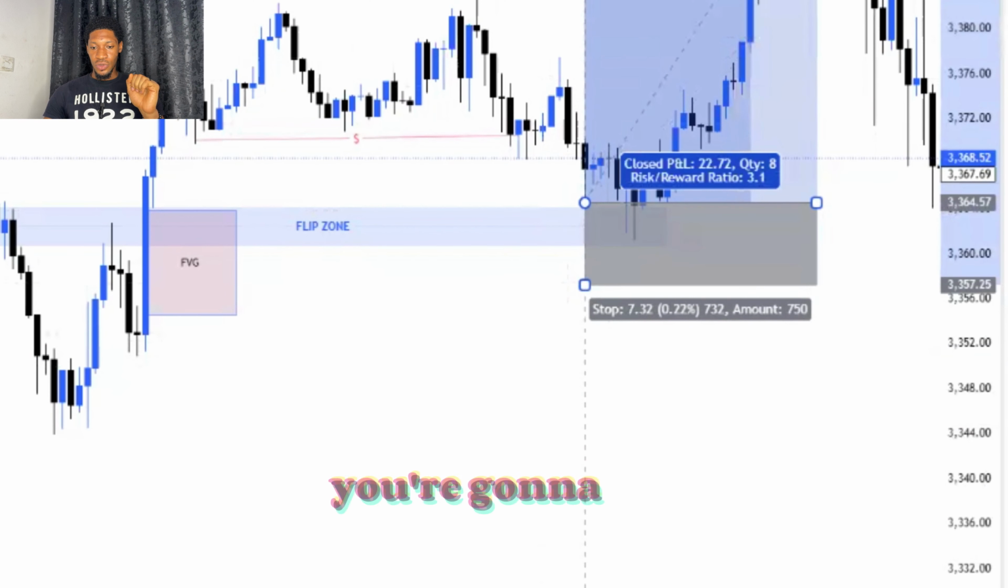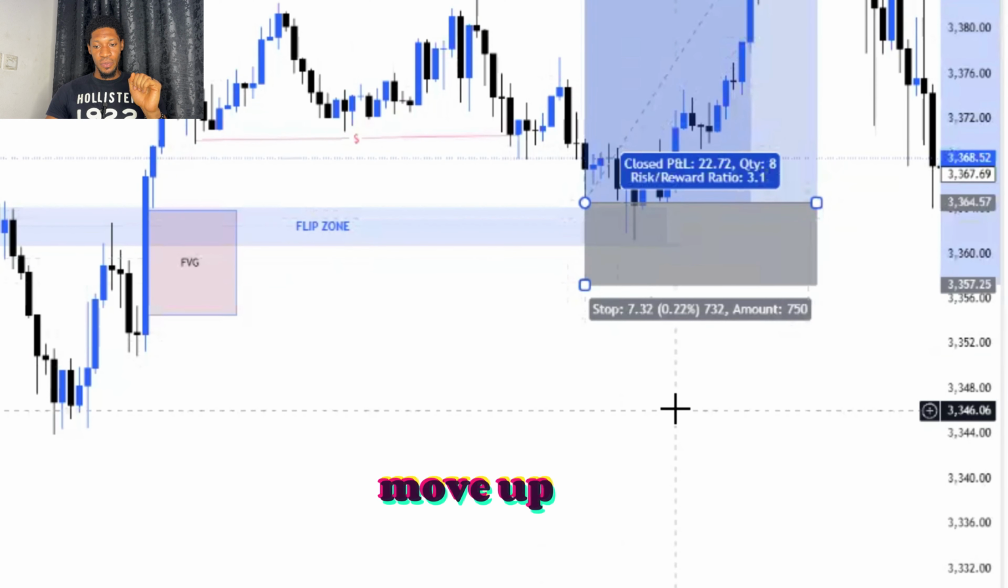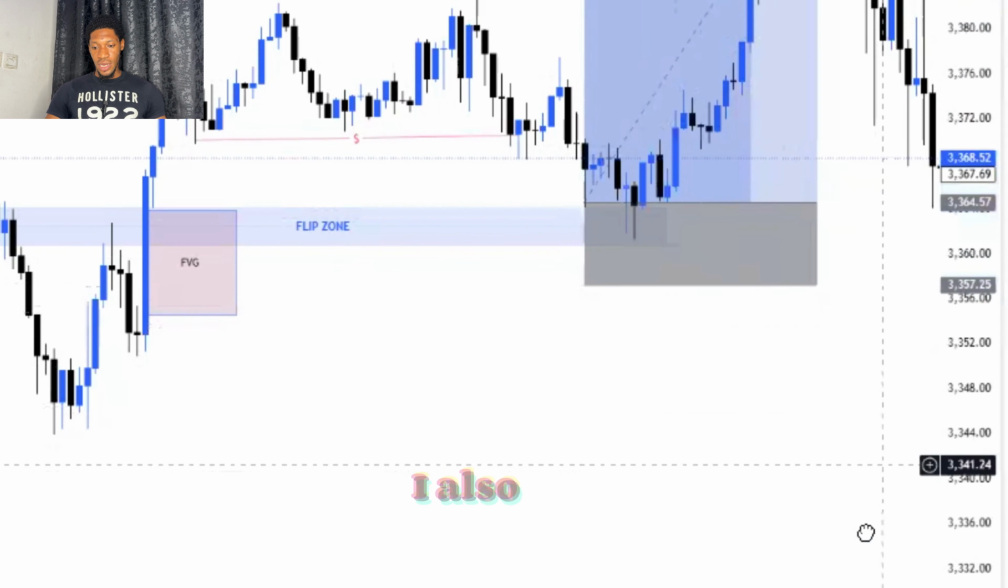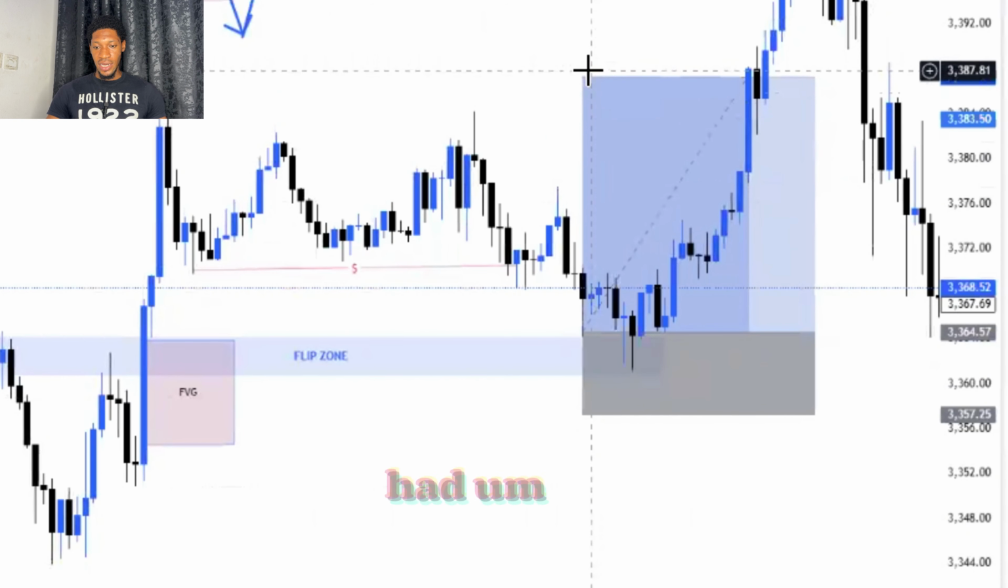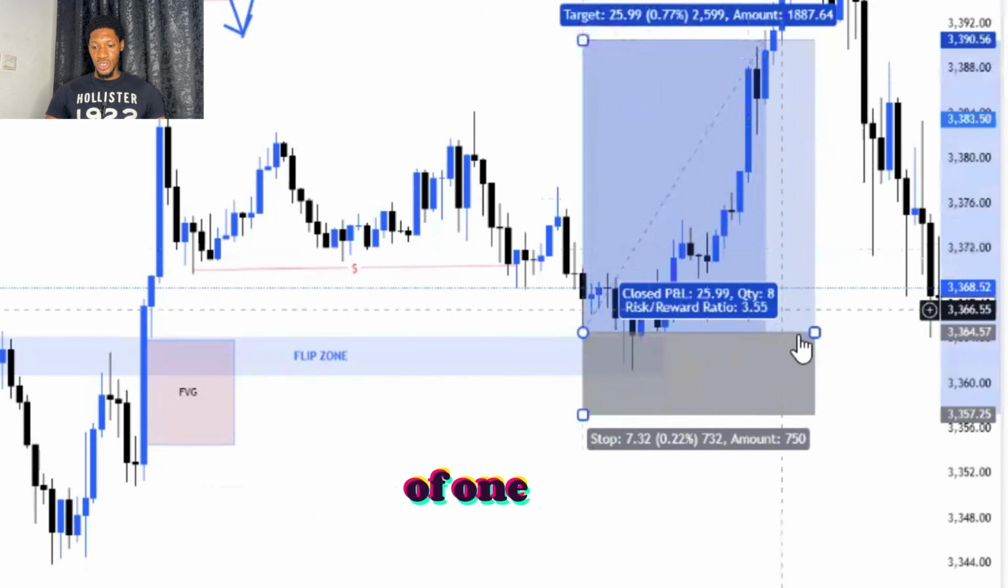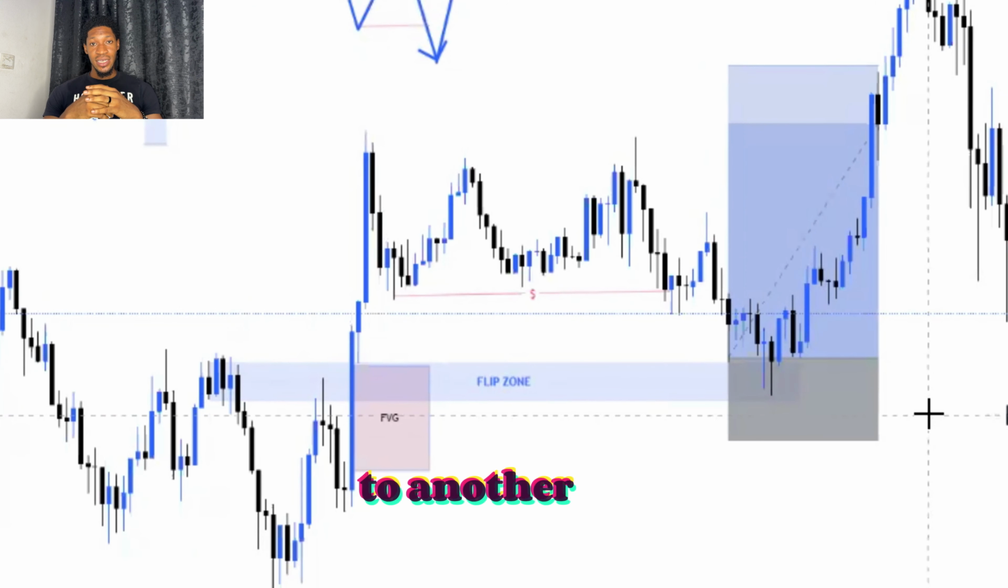So now you're going to be waiting for your take profit to move up, okay? You can see that this was a trade I also took live, and I had a risk to reward of 1:3 only. Let me take you to another scenario on the buy market on GBP/USD.